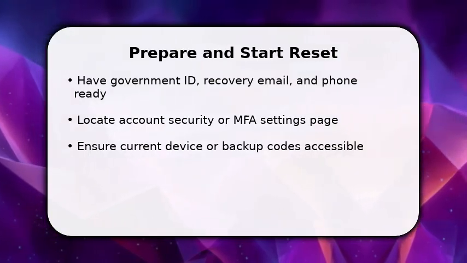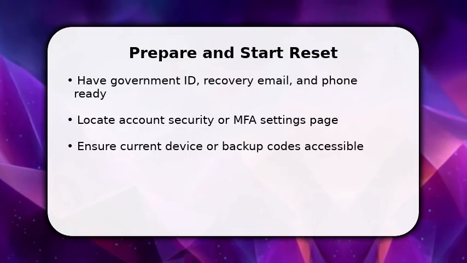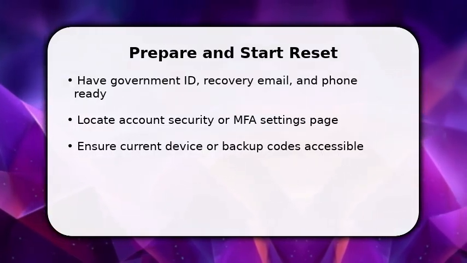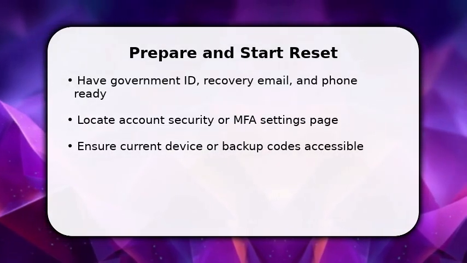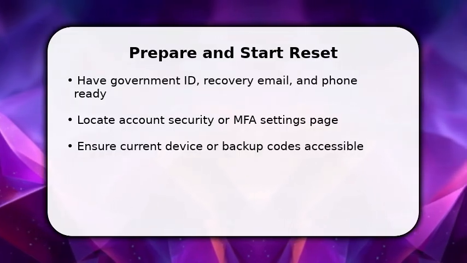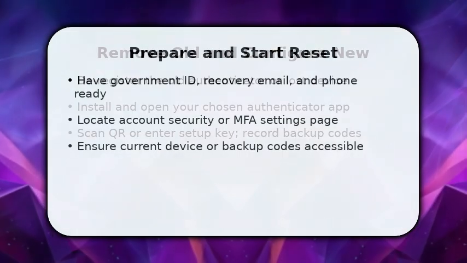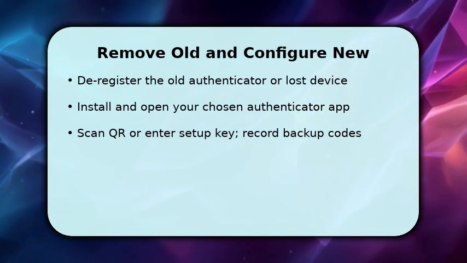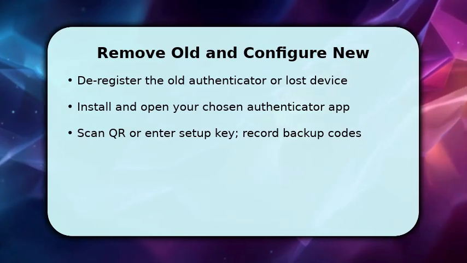Now navigate to the multi-factor authentication or two-step verification section and choose the option to manage or reset devices. Make sure to note any active authenticators listed so you can remove or replace them. You now remove the old authenticator entry to prevent lockout, selecting Remove or Unlink for that device.